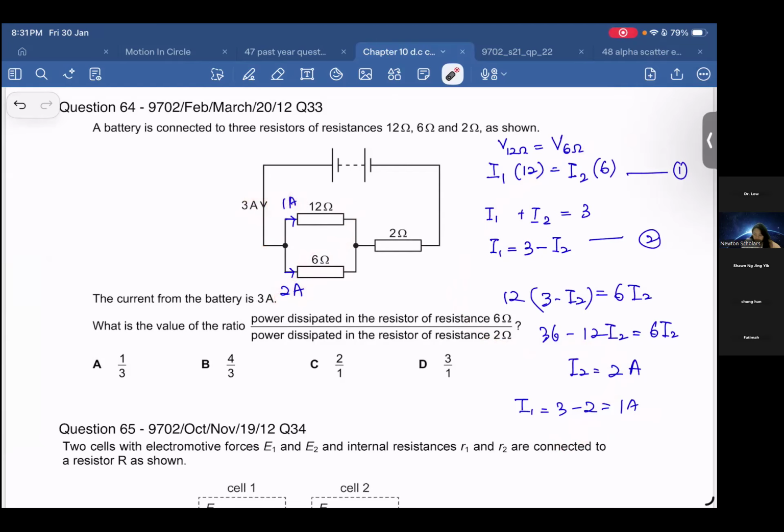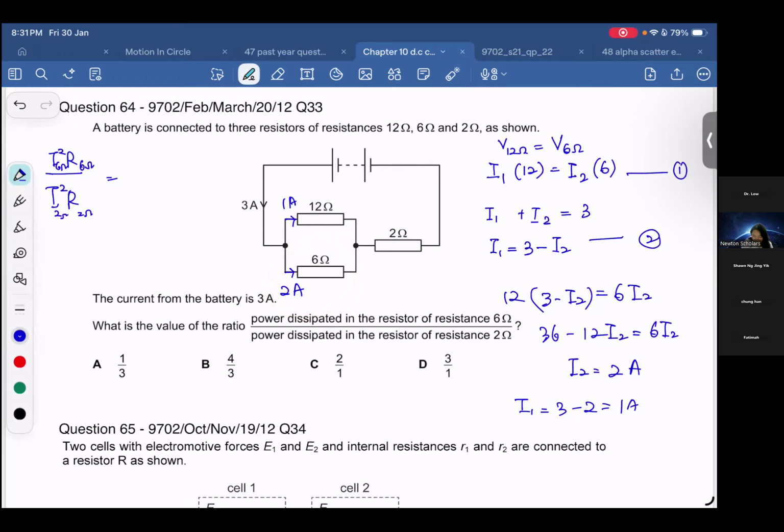Okay, then at here, power dissipated. So power dissipated for 6 ohm. Where is 6 ohm? Here, this part. So at here, I square R divided by I square R. Okay, this one is 6 ohm, and this is 2 ohm.